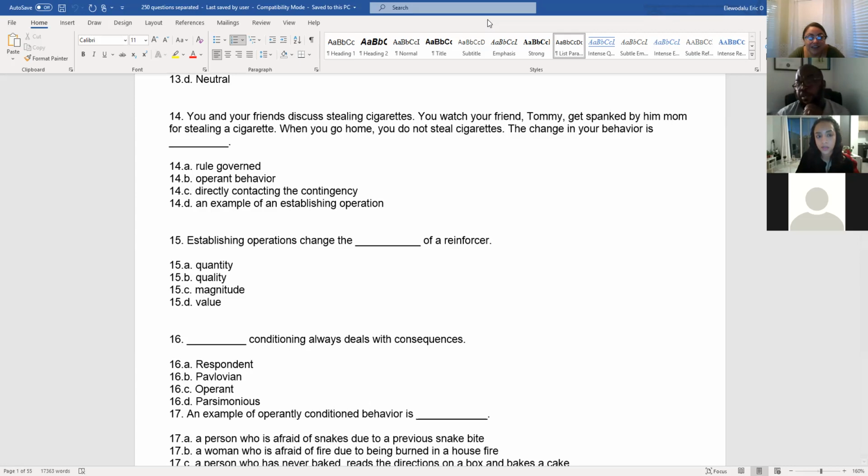I think it's rule governed, because Tommy's friend came in contact with a contingency, but he didn't. For it to be operant, he had to come in contact with reinforcement himself. There was no consequence. So it's just a rule. He saw that it was rule governed because he saw someone else go through that. Yeah, number 14 is rule governed.